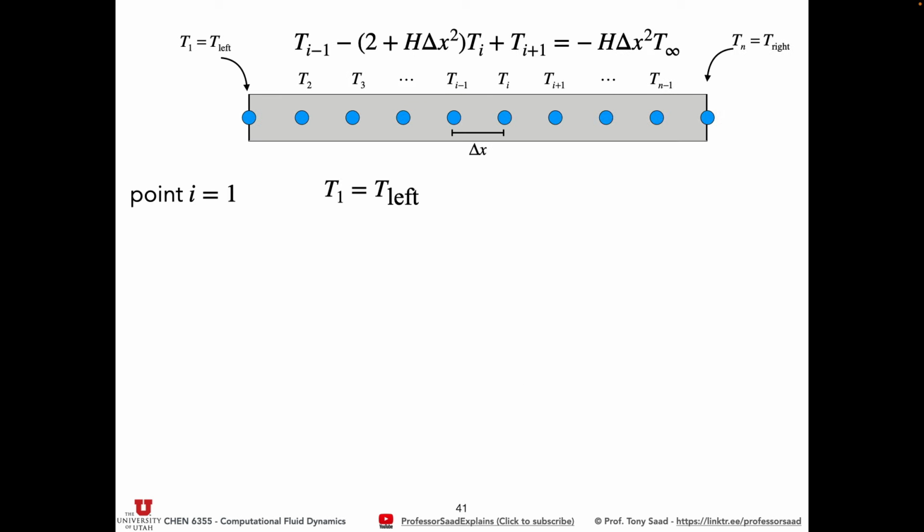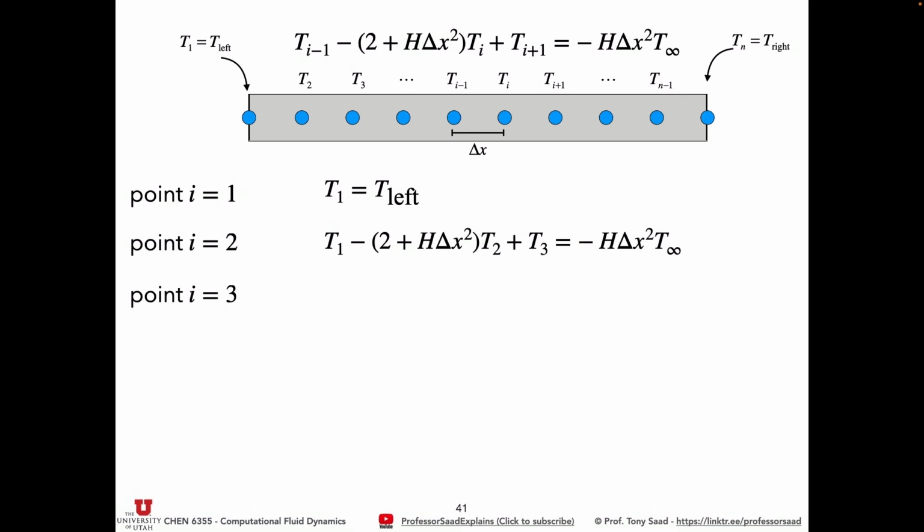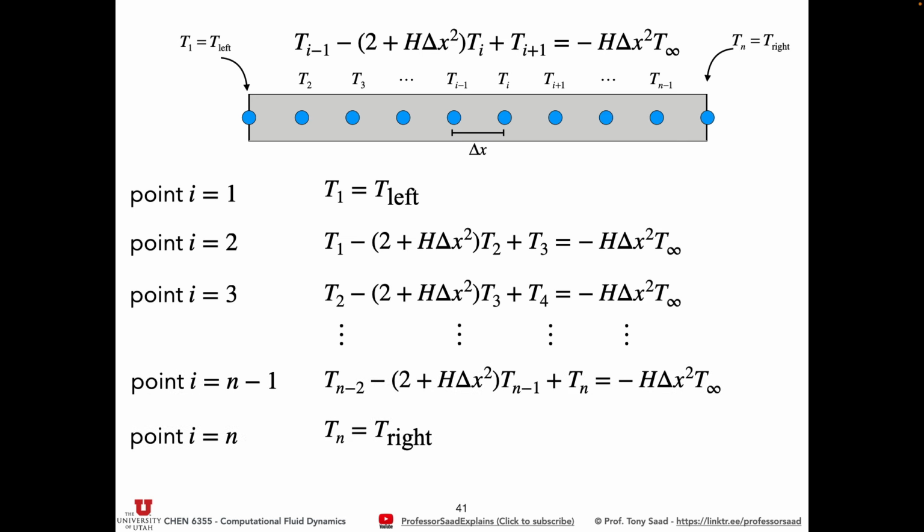At point i equal 1, I know that T1 is equal to T left. At point 2, take i equal 2 and plug it in: T1 minus (2 plus h delta x squared) times T2, plus T3, equals minus h delta x squared T infinity. Okay, great. We know T1, but we're trying to solve for T2 and T3. So what's the equation for T3? We go to point 3. It gives us an equation that connects T2, T3, and T4, and so on and so forth, all the way to the last point.